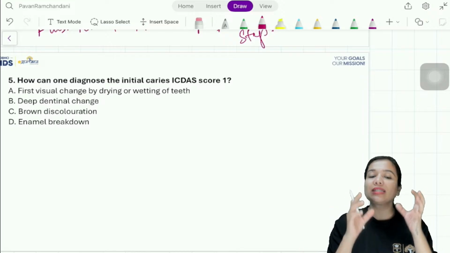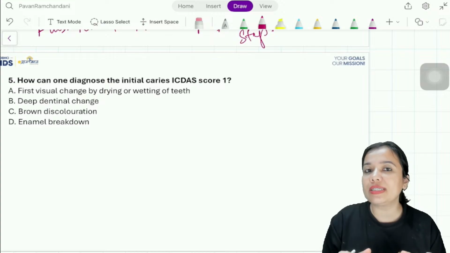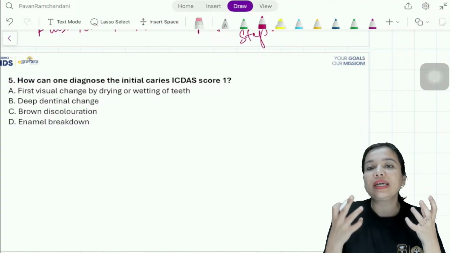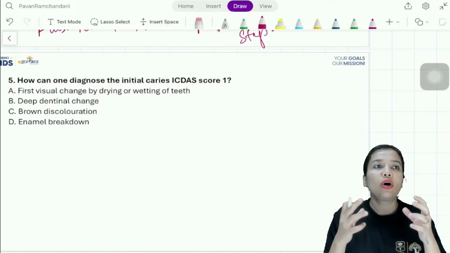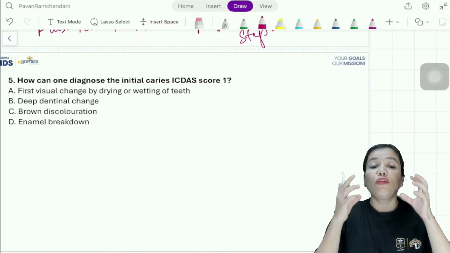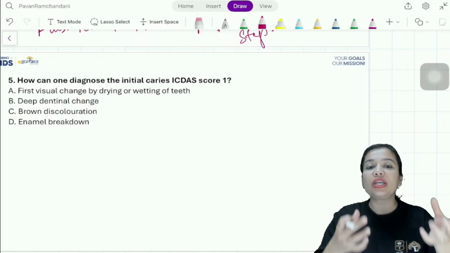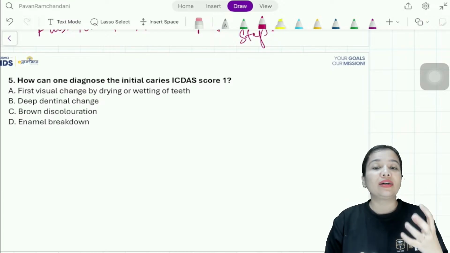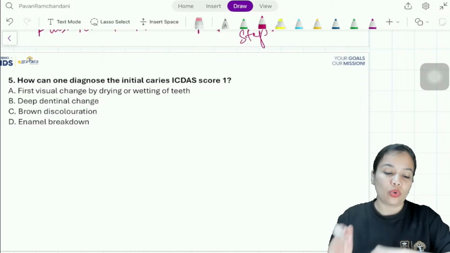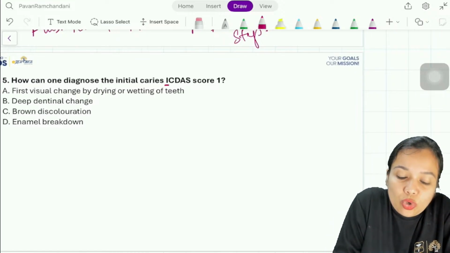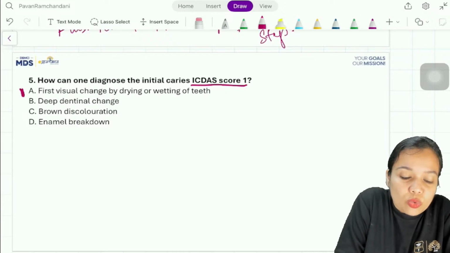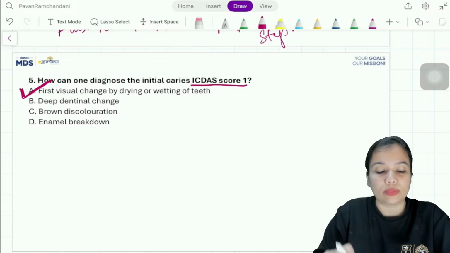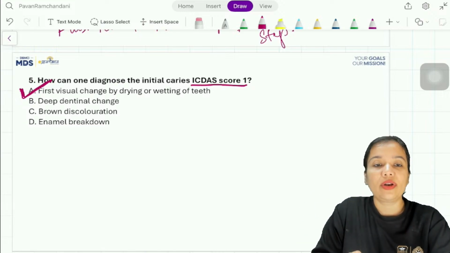So basically in such a tooth the demineralization has occurred, but it is not so frank, or not to such a degree that it will be seen to the naked eye. For you to clinically appreciate an ICDAS score 1, you need to dry the tooth so that the demineralized part stands out. Okay, so the answer here is, ICDAS score 1 is what? It is the first visual change that is seen by drying or wetting of the tooth. The answer is A. Right?